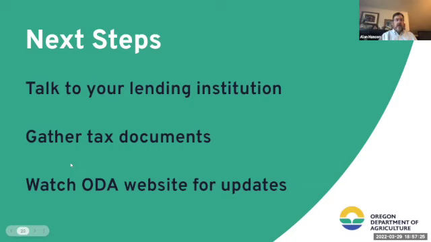So encourage them. Also, you want to gather your 2017, 2018, 2019 Schedule Fs and your 2021 income. And then if you haven't signed up for email updates on the ODA website, I would encourage you to do that. And also keep in touch with your trade associations to make sure that you're aware of what's going on. So next slide. I think that's the last one.